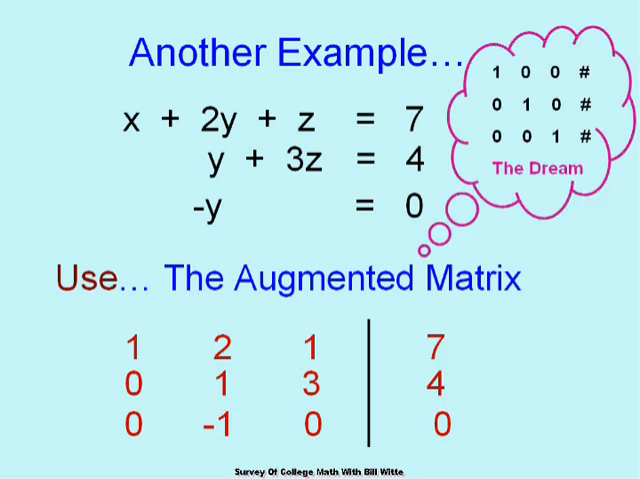Now remember, your dream is to get this reduced row echelon form where you have diagonal ones and the rest zeros in the coefficient part, the coefficient matrix, and whatever the answers are, I'm not going to worry about them. They'll fix themselves in the constant matrix part, that last column.